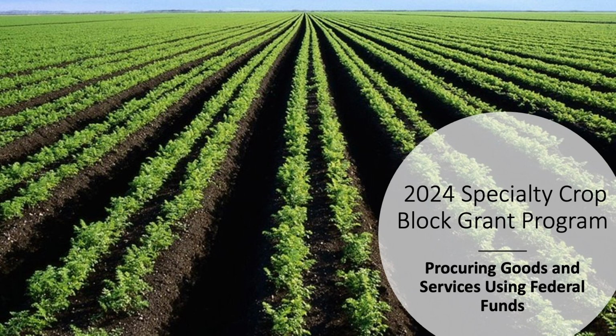This presentation will explain the requirements and restrictions for procuring goods and services using federal funds. For more information, applicants should reference the 2 CFR 200, also known as the Uniform Administrative Requirements, Cost Principles, and Audit Requirements for Federal Funds. This is available online by searching for 2 CFR 200.